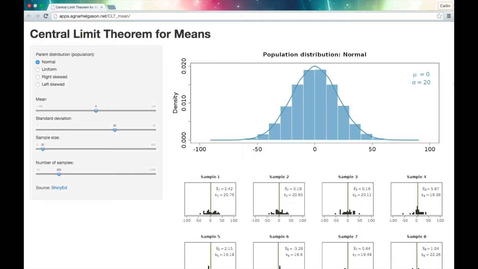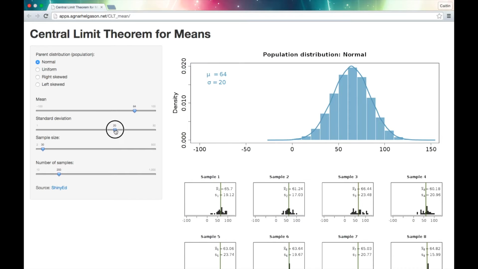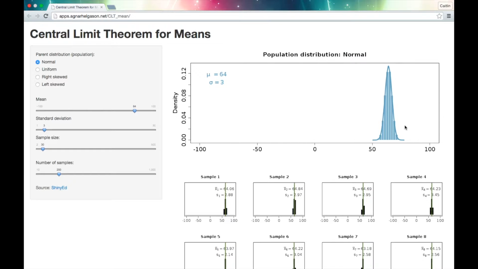So here we're looking at an applet to show us some stuff about the central limit theorem for means. We were just talking about a distribution of heights with a mean of 64. This is a normal distribution, so I have that option clicked already. So let's say a mean of 64 and a pretty low standard deviation of 3. So we're going to have a really tight normal distribution here centered on 64 with a standard deviation of 3. Now let's say that I want to take samples of size 100. So I'm going to sample 100 women from this distribution and record their heights. I'm going to do that over and over again, 200 times.